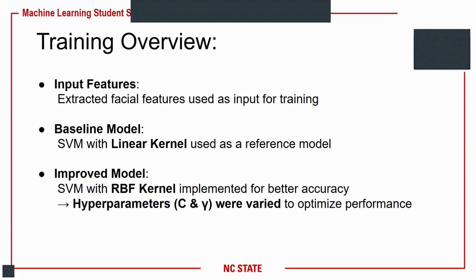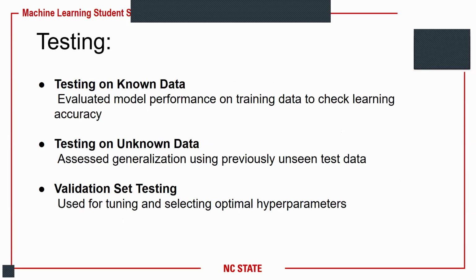While training this, the baseline model which we used was an SVM with a linear kernel, so a normal SVM, and the improved model was the RBF. And we played around with the hyperparameters just to see whether there was any optimization in the performance. While testing it, we did some testing on known data, just to make sure it's performing correctly and to see its accuracy. We tested it on some unknown data, which included images of the teammates, just to see whether it's performing well on unseen test data. And the validation set was used mostly for optimizing the hyperparameters, which we mentioned just before.